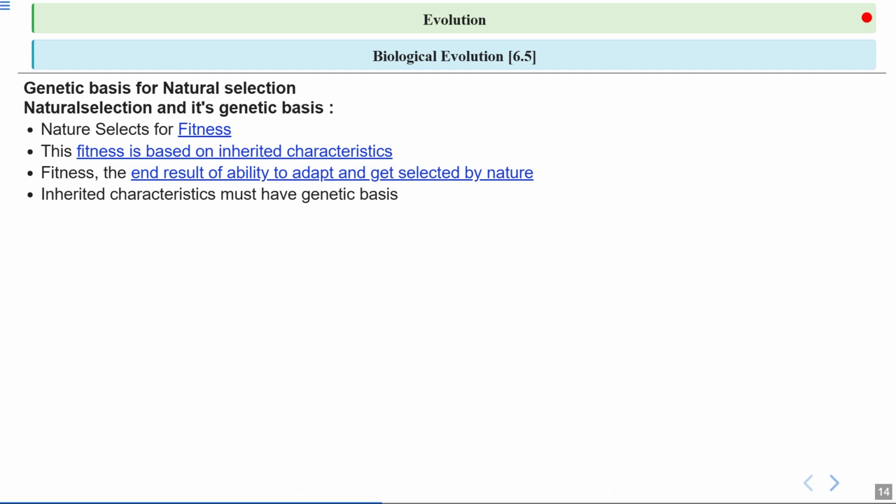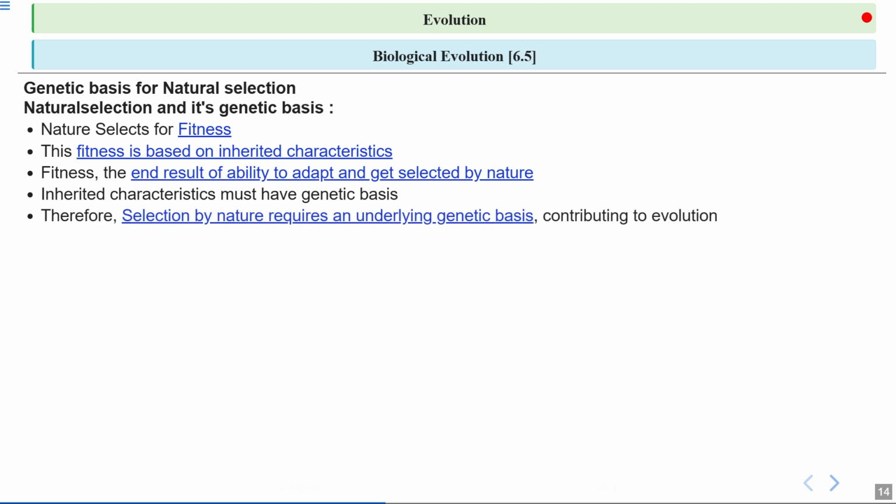So these inherited characteristics must have a genetic basis, because they are passed on from one generation to the next. Like DNA is passed on from one generation to the next, genes are passed from one generation to the next. So these characteristics are controlled by genes, and that's why we say they have a genetic basis. Therefore, selection by nature requires an underlying genetic basis contributing to evolution. Clear? So nature is selecting certain genes which are responsible for particular characteristics.